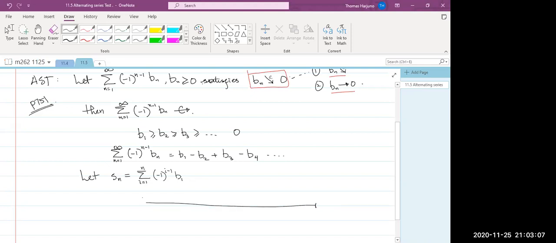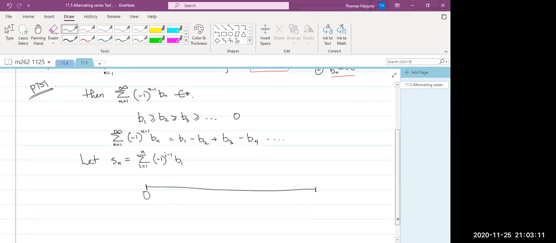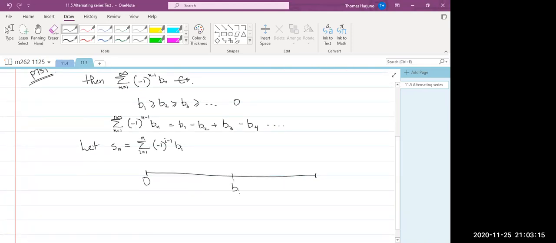And you will see the following situation. Let's say this is 0. s_1 is basically b_1. Now b_2 is less than b_1. But you subtract, so when I subtract, I go to the left, less than the magnitude of b_1. So you will see this is my s_2. Can you follow me? Then from here, I will add b_3, so my s_3 is here. And then I subtract b_4. My s_4 is now here.